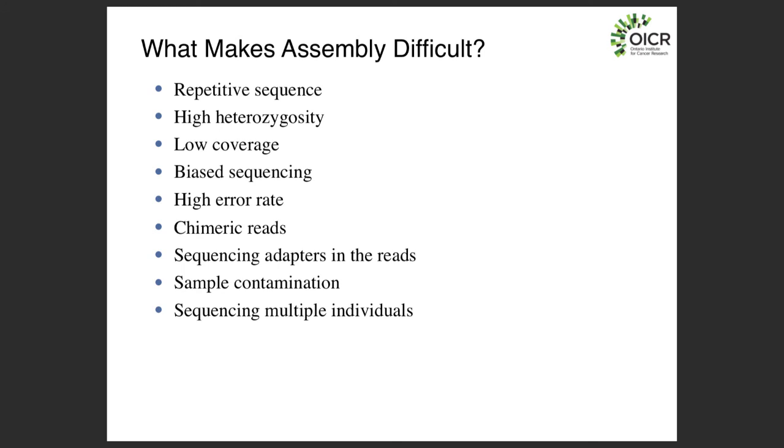Sometimes when you're doing a library prep, particularly PCR based, the PCR can ligate two different molecules of DNA together. Then when they get sequenced, it's a read that came from two independent pieces of the genome that gets put into the same read. We call those a chimeric read. They confuse the assembler because they create a path through the graph from one part of the genome to a different part of the genome.